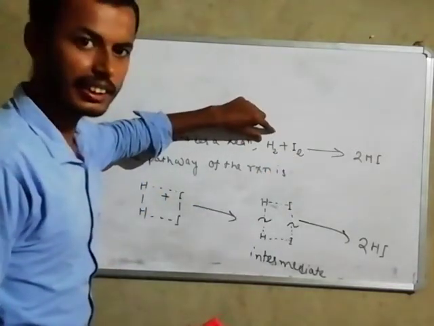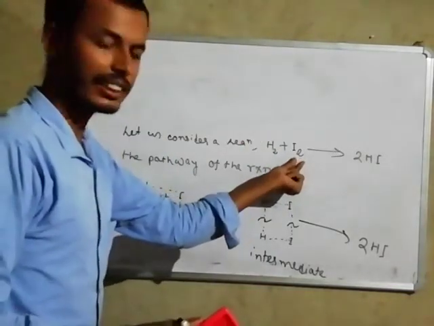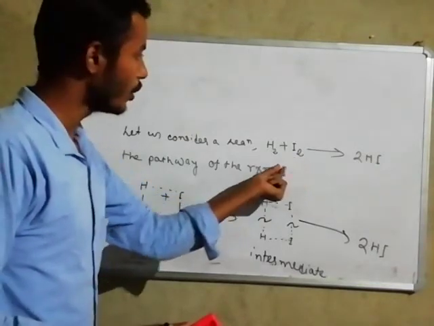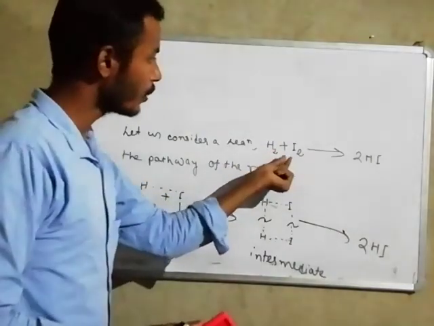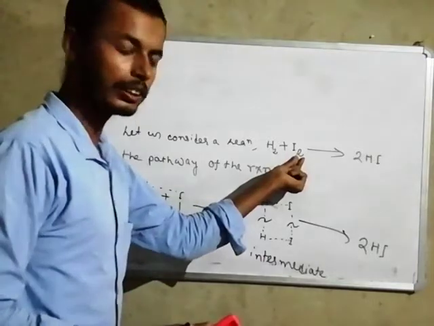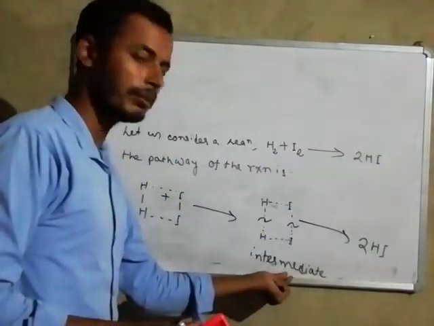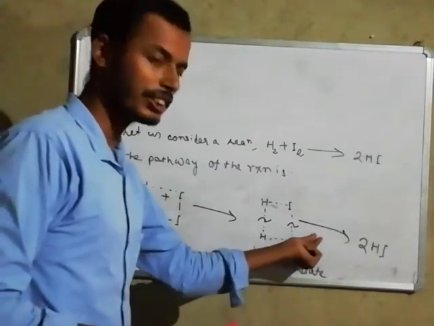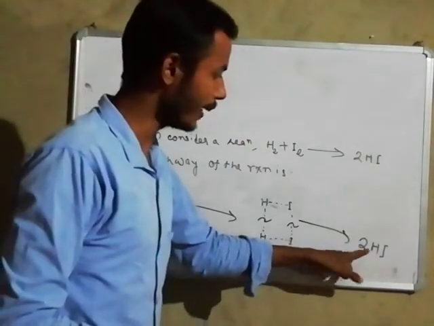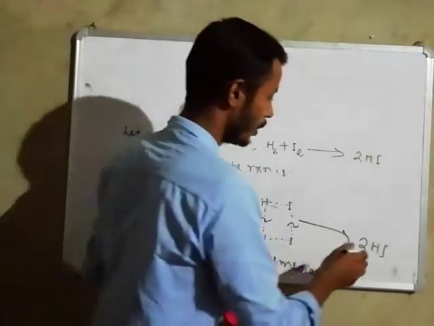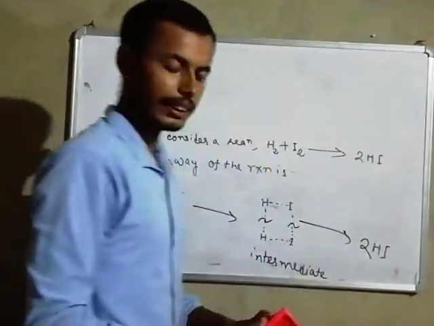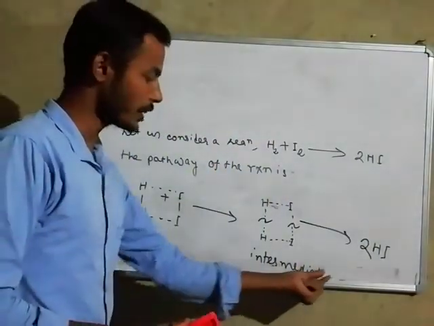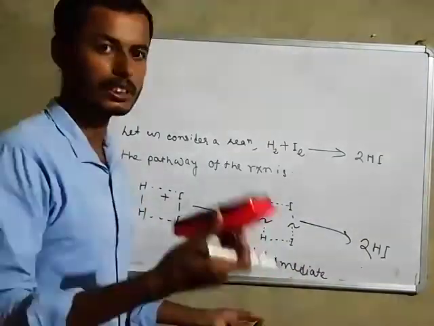Hydrogen will have some kinetic energy, and iodine will have its kinetic energy. Okay. So hydrogen collides with the iodine molecule to give the intermediate. Then the intermediate will dissociate to give hydrogen iodide as a product. Okay. Means, for intermediate formation, what is needed? You need some energy.